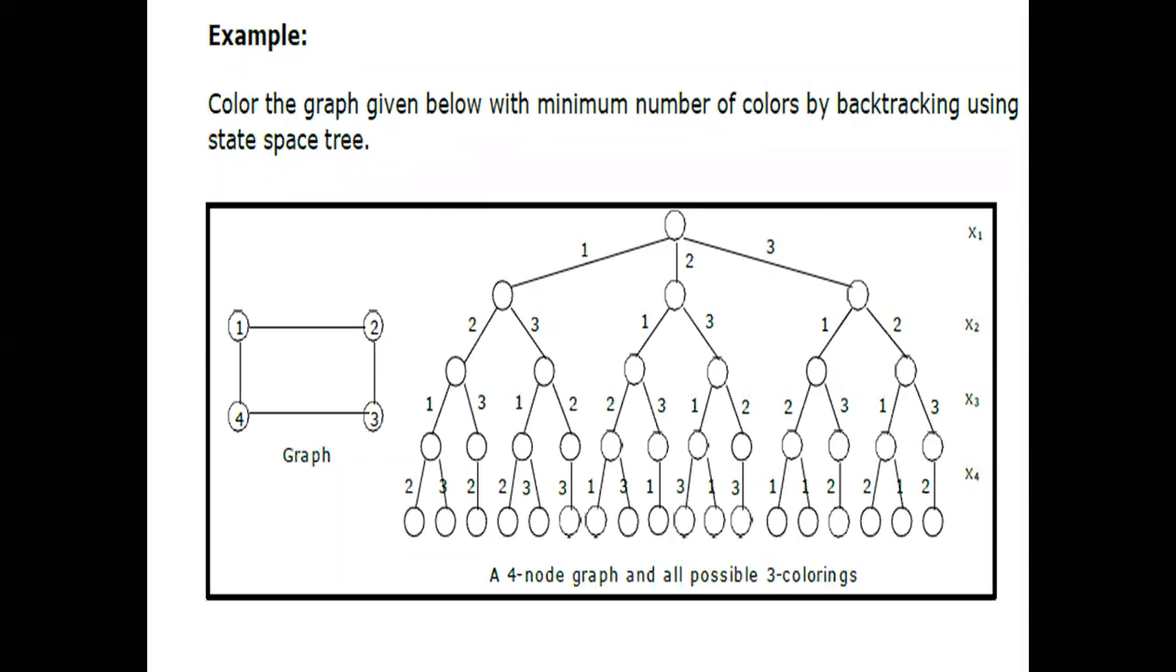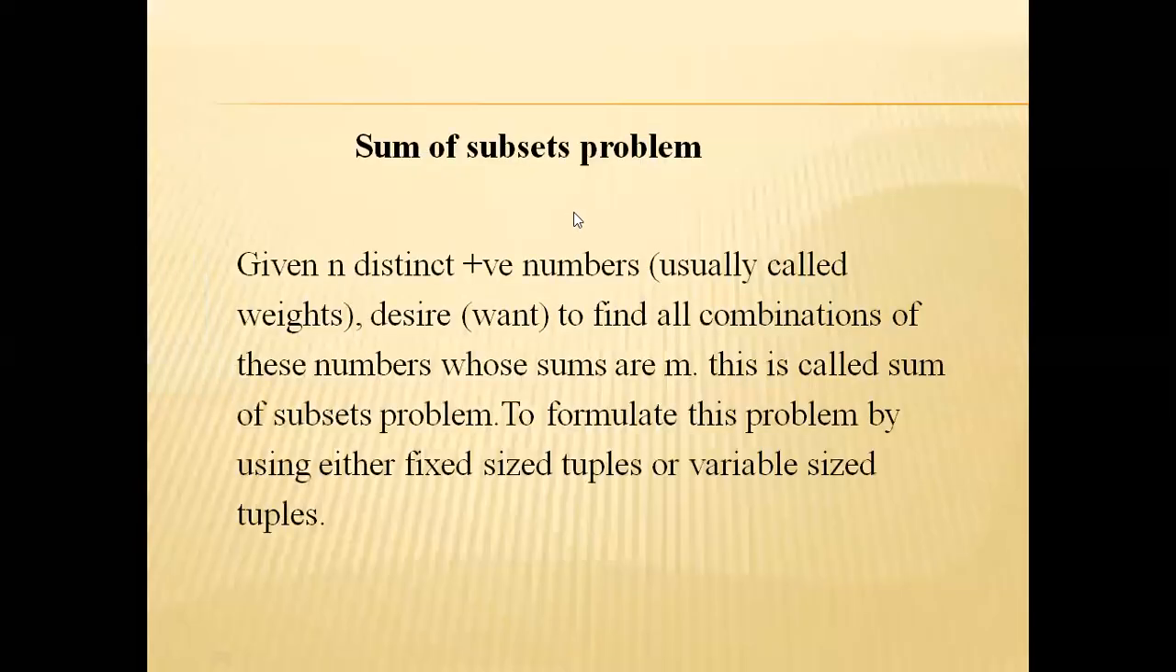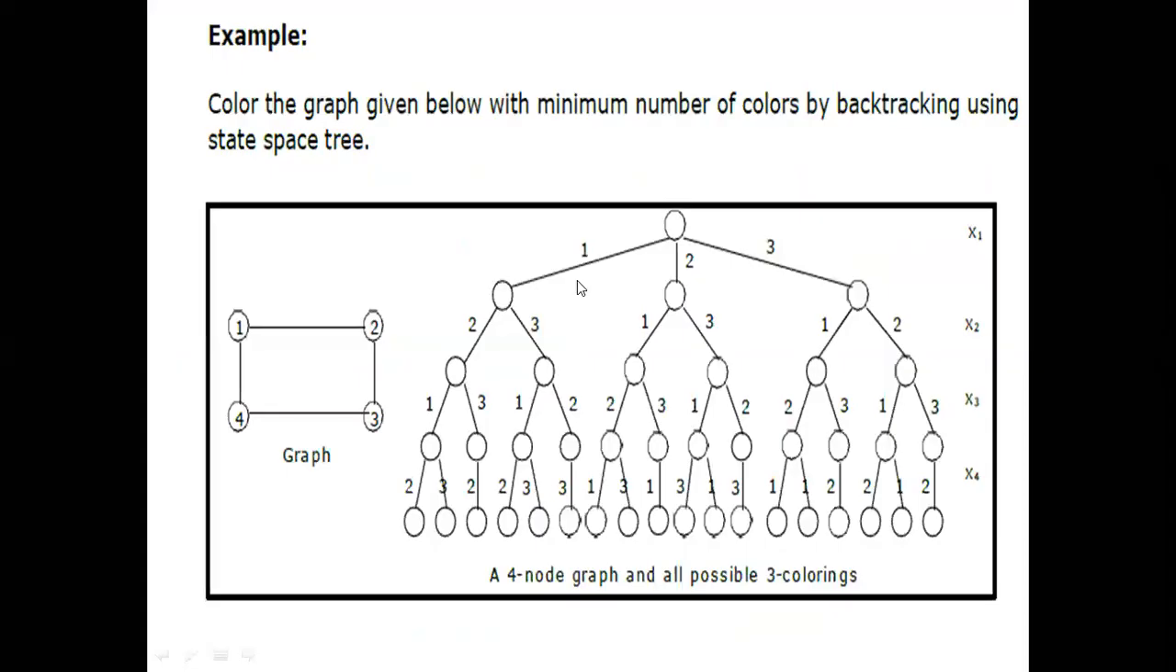How do you find the solution? You can find it by using a state space tree. For all these problems, we are finding the solution by using backtracking. First, you define the problem. What is meant by graph coloring?